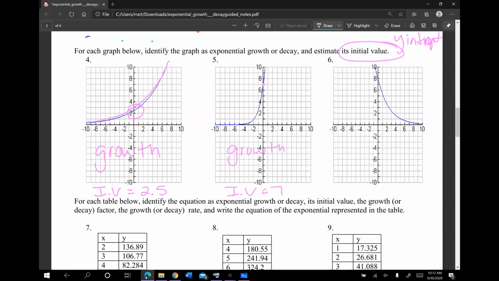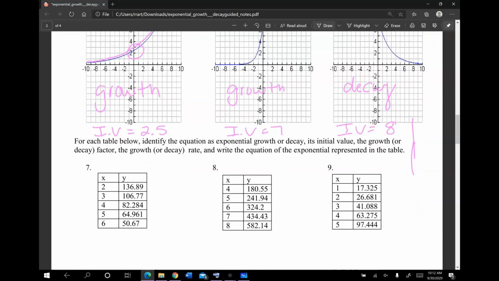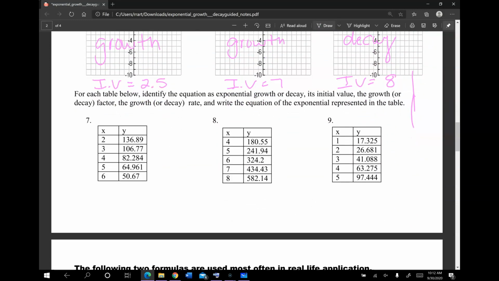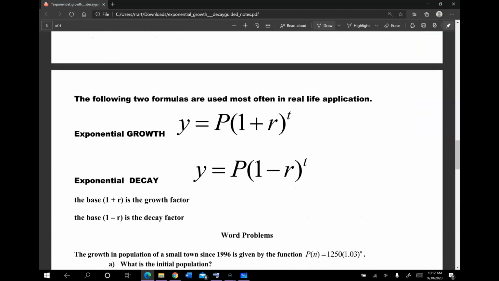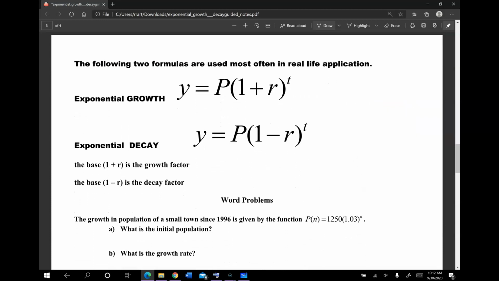If you look over here, left to right, this is decreasing, so it's decay. And it crosses at 8. So my initial value here is 8, okay? All right. So now we're going to skip the tables. We're not going to worry about the tables. So now I actually want to interpret, knowing my word problems, okay? And we're going to eventually solve these word problems. I think it's only on Friday.